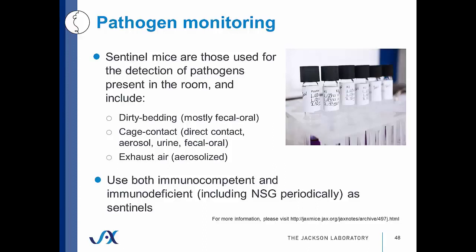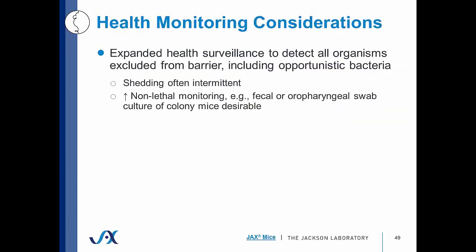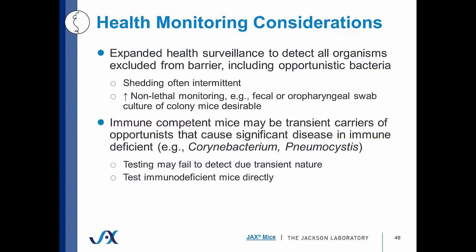And so it's really important that you periodically use both immunocompetent and immunodeficient strains, including NSGs, as sentinel mice, just so that you can ensure that you are seeing all of the pathogens that are present in the environment, as immunocompetents can be intermittent shedders of particular pathogens. And so that's why it's really important to implement an expanded health surveillance system to detect all organisms excluded from a barrier, including opportunistic bacteria, because as I mentioned, they can infect immunocompetent mice, and that shedding can often be intermittent, and so you can miss it.